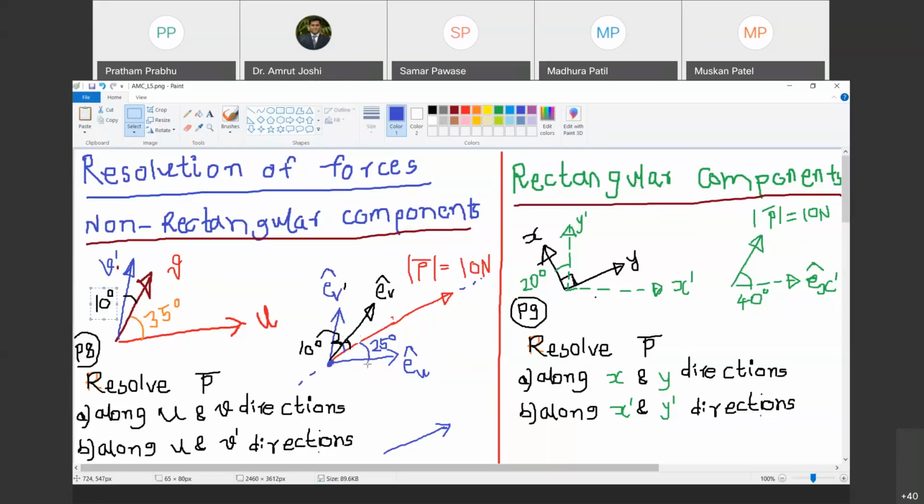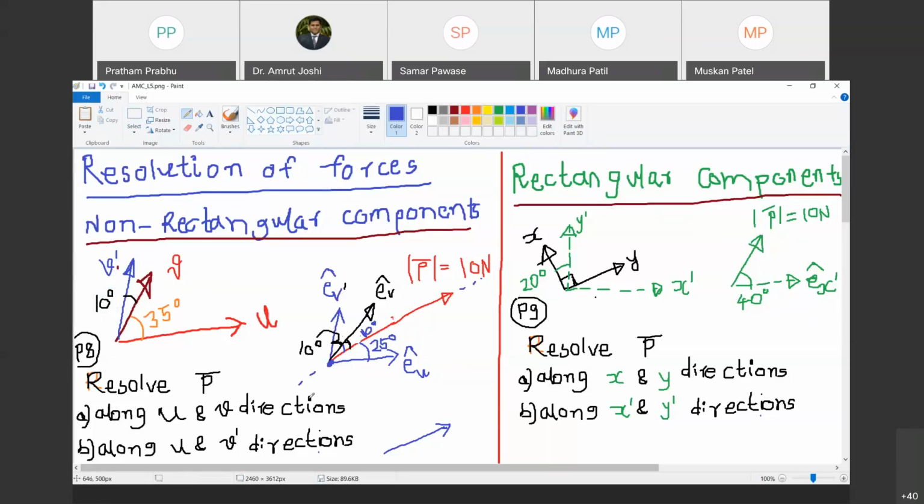Yes, sir. Okay. So now if this angle is 25 degrees, what is the angle that this force P bar makes with e_V cap? Let us see, the angle between e_U cap and e_V cap, how much is it? 35 degrees. Out of that, this angle is 25 degrees. So how much must this angle be? 10 degrees. Do you agree with me? Yes. So this angle is 10 degrees.